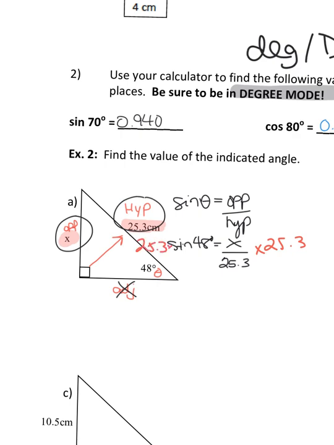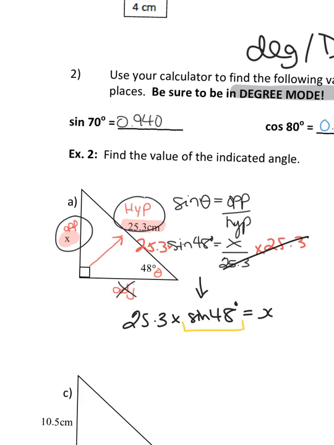So on your calculator, I'm just going to come down here. We have 25.3 times sine 48, and that will be equal to my x, because those will cancel off. I'm going to start with, on my calculator, the angle. So sine of 48, or 48 sine, depending on how your calculator works.